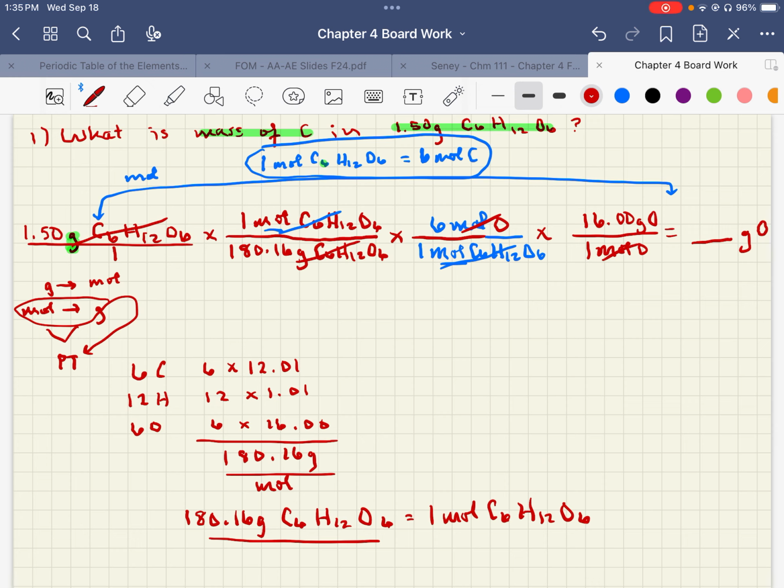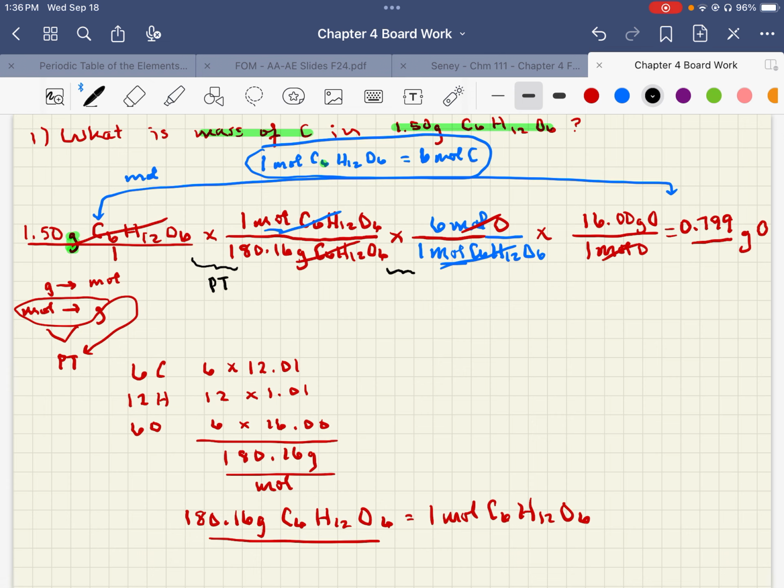I'm going to do that math really quickly. 1.5 divided by 180.16 times 6 times 16, and I end up with 0.799, so 0.799 grams of oxygen. So I have the right sig figs. Just to recap, this first conversion, because it's mass to moles, is periodic table. We had to go get the molar mass.